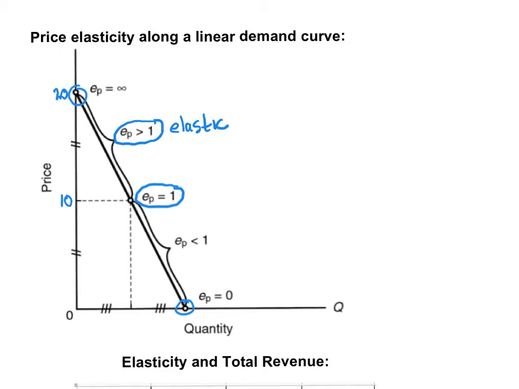At any price below the midpoint price, so below 10 Rand, the elasticity coefficient will be smaller than 1. So we say that demand is inelastic. This means that a 1% change in price leads to a less than 1% change in the quantity demanded. Now let's see why this is significant.